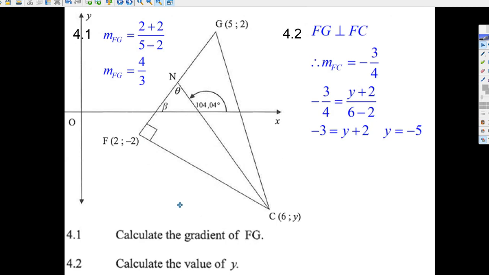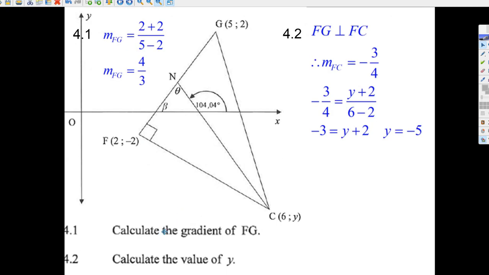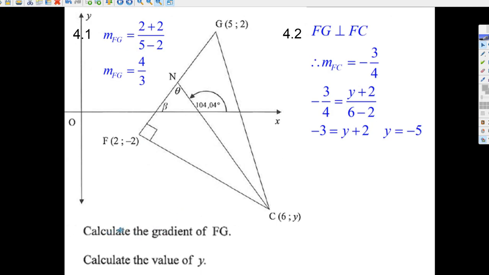Let's try the first question. Calculate the gradient of FG, that's 4.1. Well, there's F and G. That's a pretty easy one. 2 minus negative 2, 2 plus 2 over 5 minus 2. I did this quickly and I made a goofy mistake here, because 5 minus 2 is 3. So there's the gradient, 4 over 3.